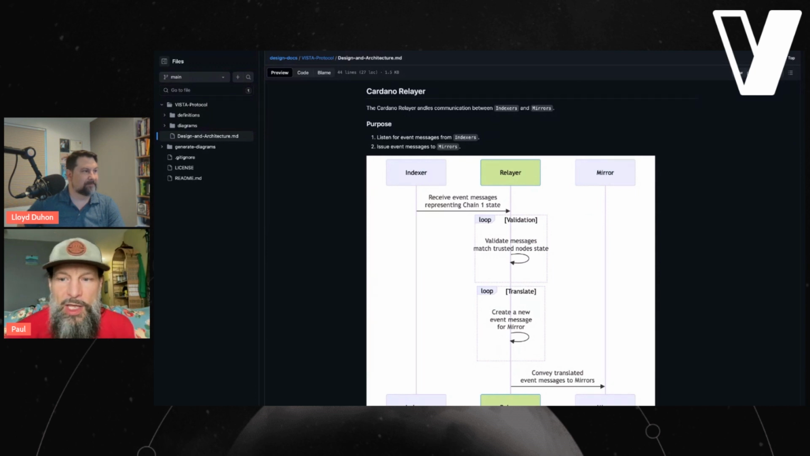Similar to how any user can formulate and send a transaction into a node, so long as that transaction is valid, it's going to go through. The same thing could be said for any old indexer sending in a message to a relayer. If it's valid, it will be passed on to any old mirror. So as long as the system can be trusted, that those messages to be validated from the indexer and to be formulated correctly for the mirror, as long as that mechanism can be trusted, then you end up with a lot of savings as well, and you end up with decentralization as well.